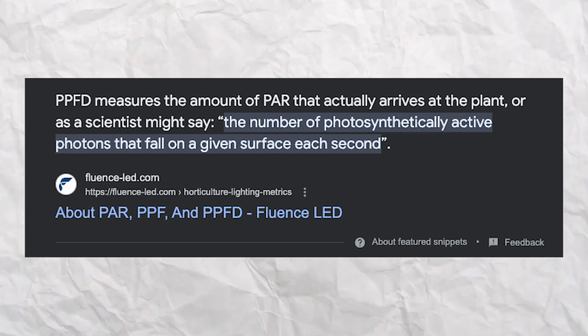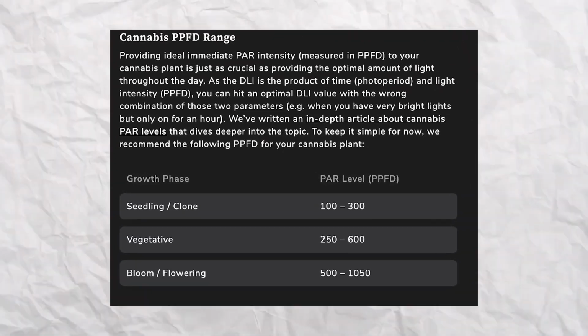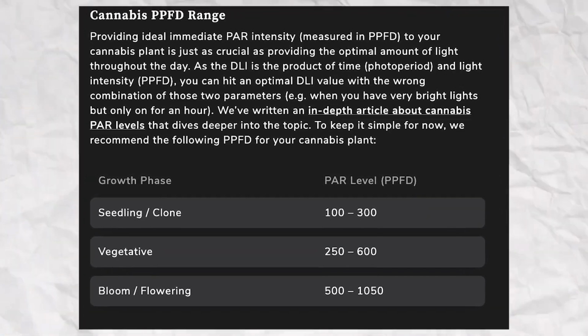Now just a quick word on PPFD range, guys. Providing ideal immediate PAR intensity, which is measured in PPFD, to your plants is just as crucial as providing the optimal amount of light throughout the entire day. Because the DLI is the product of time, photoperiod, and light intensity, PPFD, you can hit an optimal DLI value with the wrong combination of those two parameters and you will be way off.